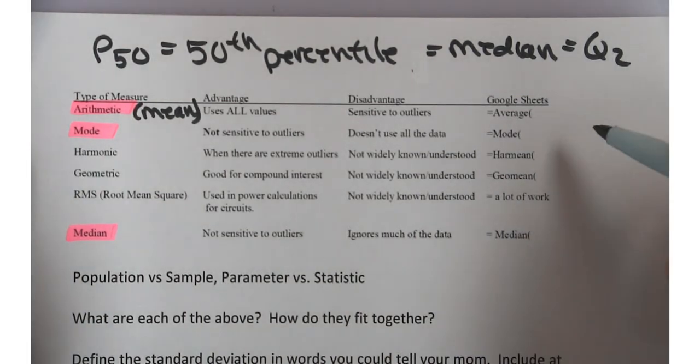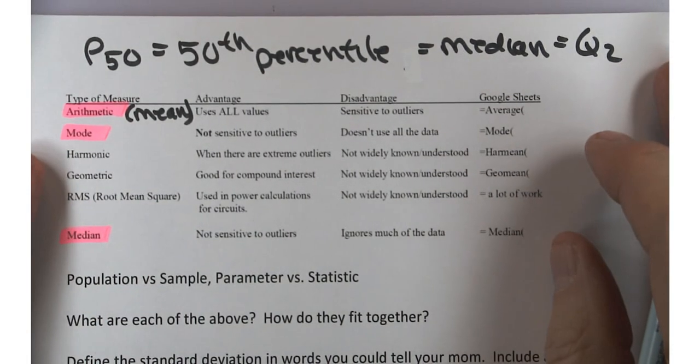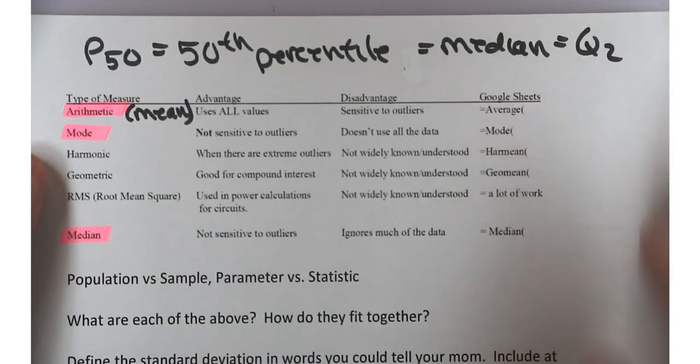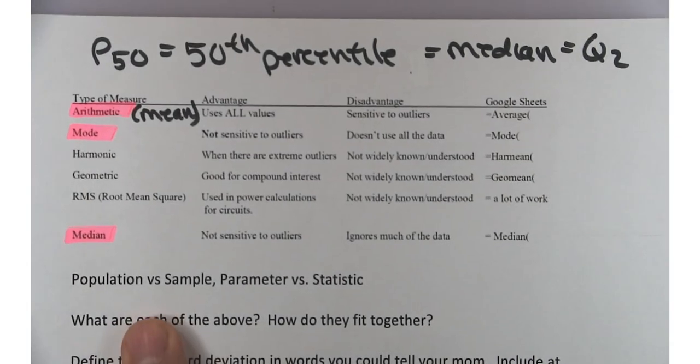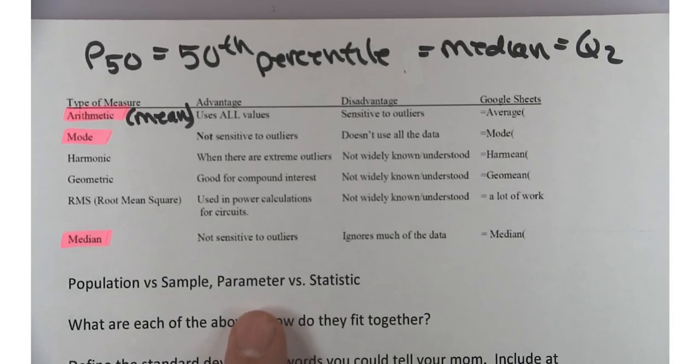Now, in collecting data, what we're trying to do is find out some stuff about a population, and that leads me down to this discussion. Population versus sample, parameter versus statistic. What's the difference between a parameter and a statistic? What is a parameter? What is a statistic?